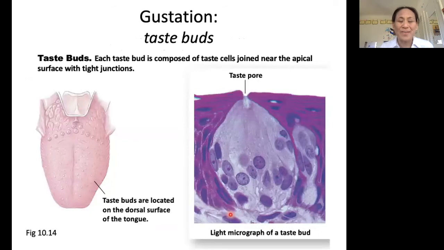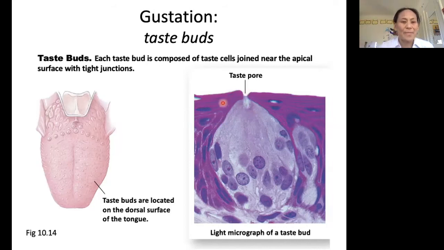Okay, let's move on to gustation, or in other words, our sense of taste. As you are probably aware, taste occurs mostly through our tongues. Our tongues have these structures in them called taste buds. Also probably not surprising to you. But what you can see in this picture on the right is the structure of a taste bud. This is if you took your tongue and cut it like this.